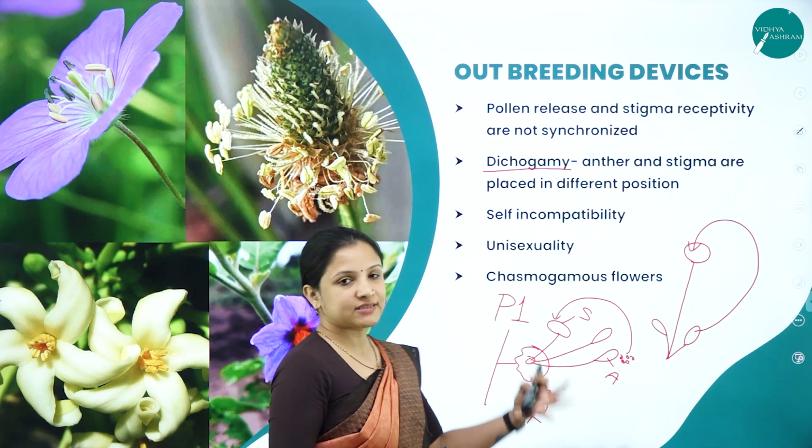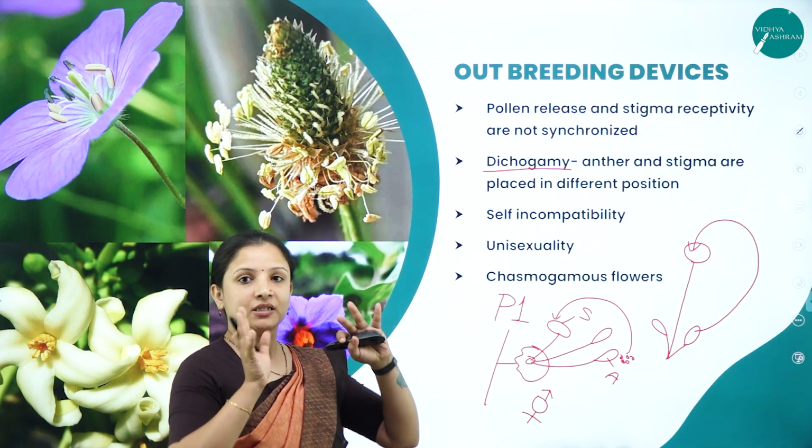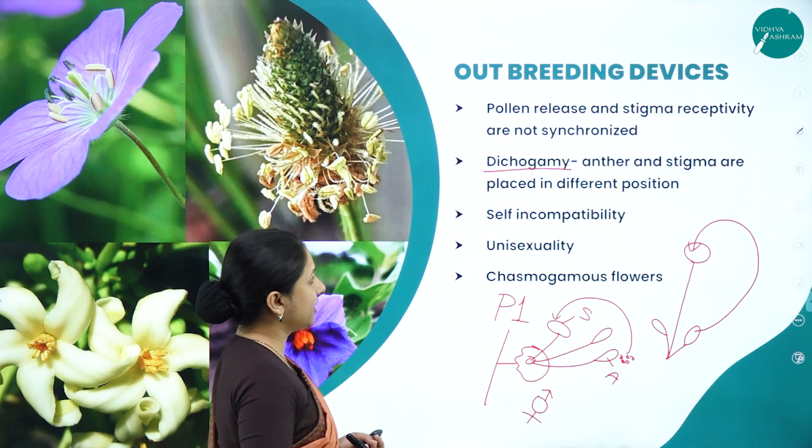So that is called dichogamy. That is, the anther and the stigma will be placed in different positions. That is one of the outbreeding techniques.